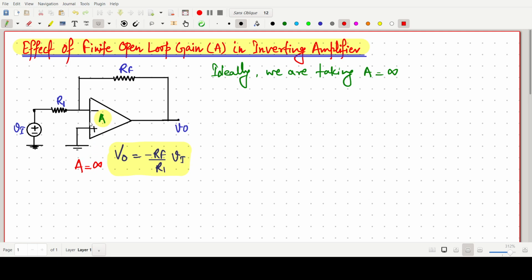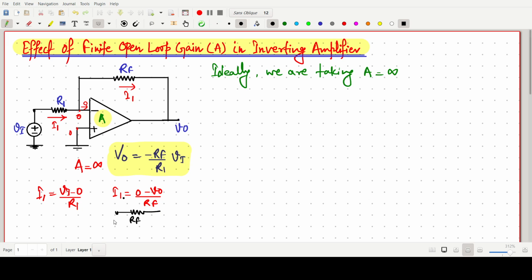So for A infinity, this is 0. This potential, due to virtual ground, we have taken as 0 volt. This one current, say I1, and this current will also be the same, I1. There will be no current in this one. So I1 will be Vi minus 0 by R1, and similarly this I1 in the resistance Rf will be 0 minus V naught by Rf.